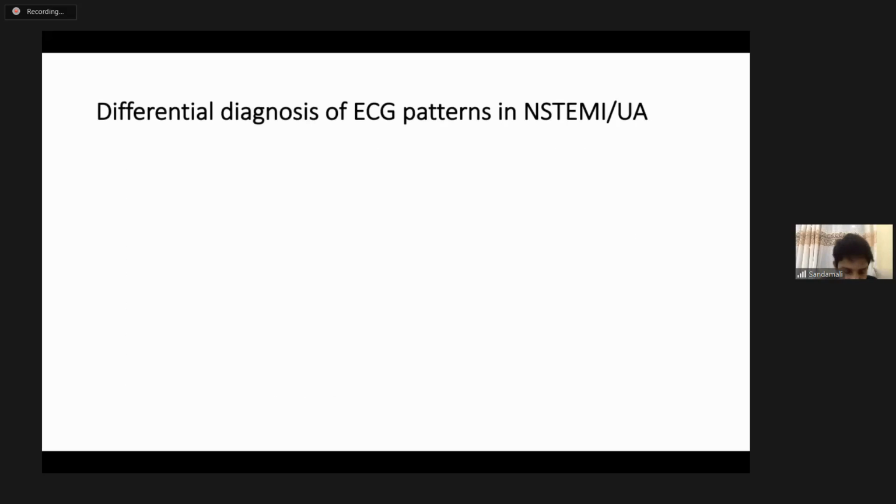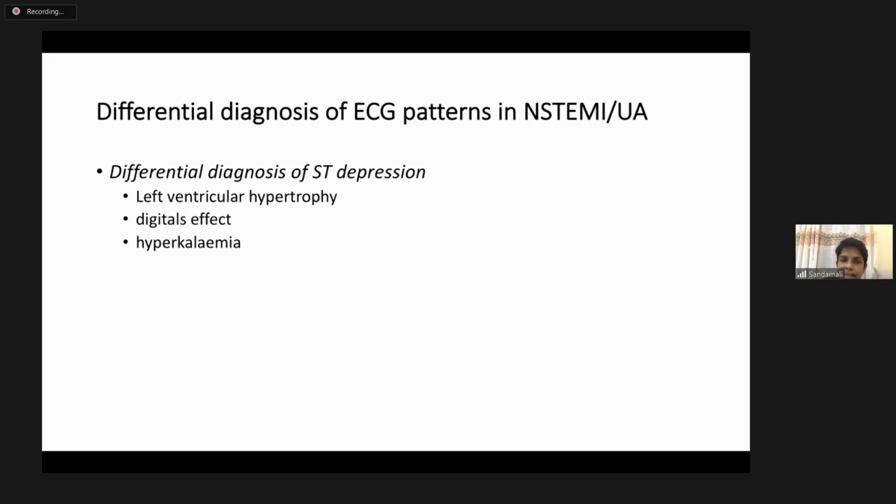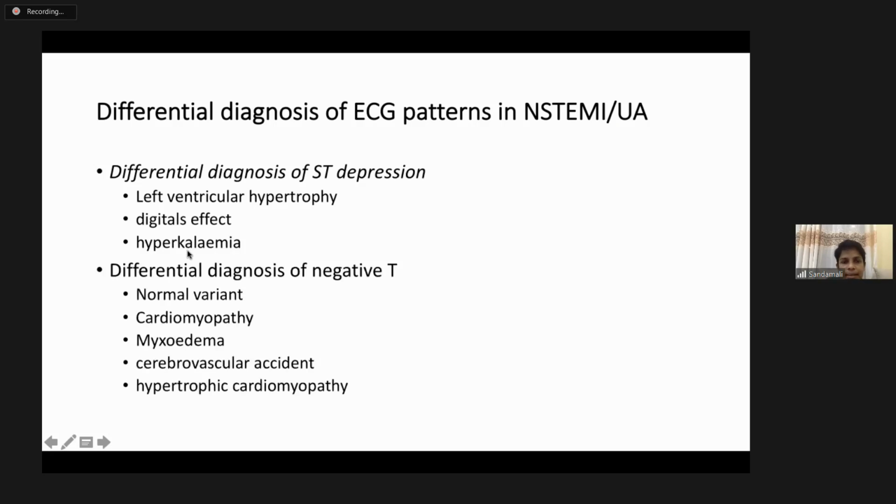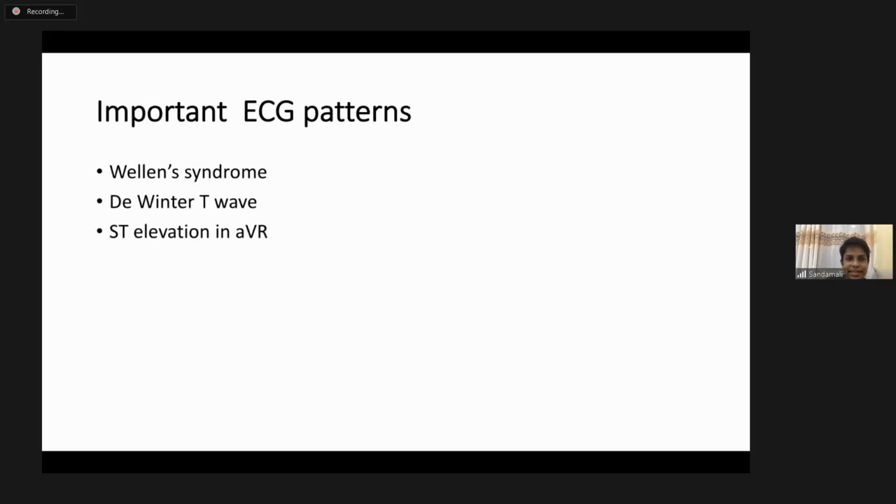Again, like in ST elevation MI ECG changes, even with the ECG patterns in non-ST elevation MI, there can be several other conditions that can give rise to similar ECG patterns. For example, ST depression can occur not only in ACS, but can occur with LVH, digitalis effect, and hyperkalemia, and negative T wave can occur with cardiomyopathies, CVA, and hypertrophic cardiomyopathy. These differential diagnoses are highlighted just to tell you that all ECG changes are not due to acute coronary syndrome.